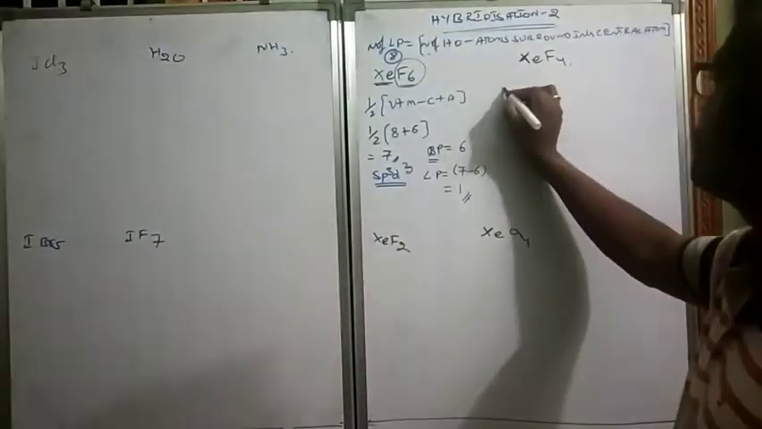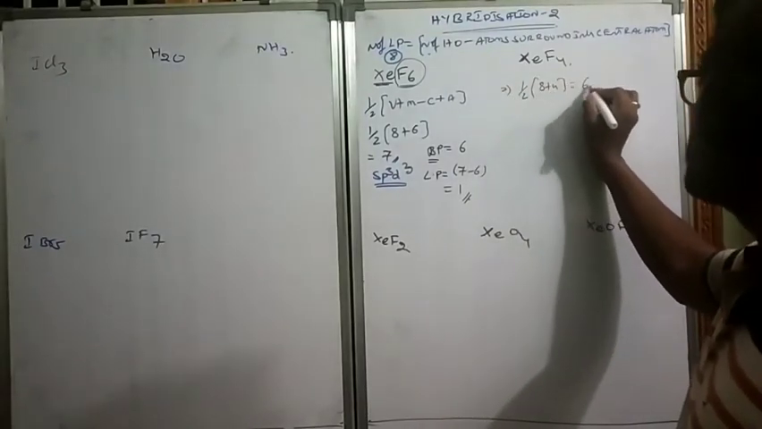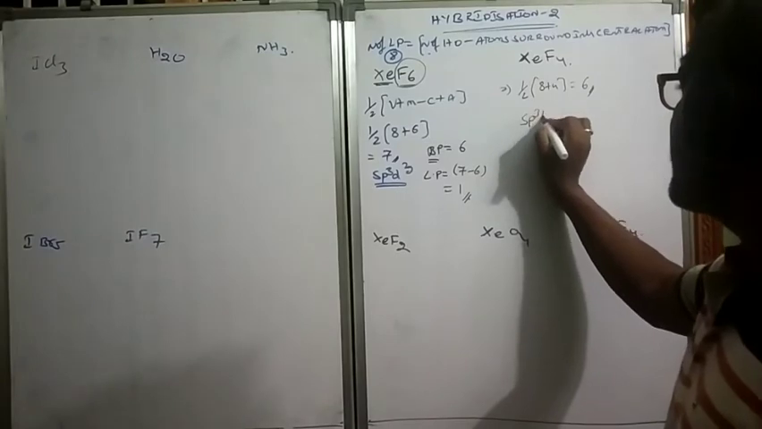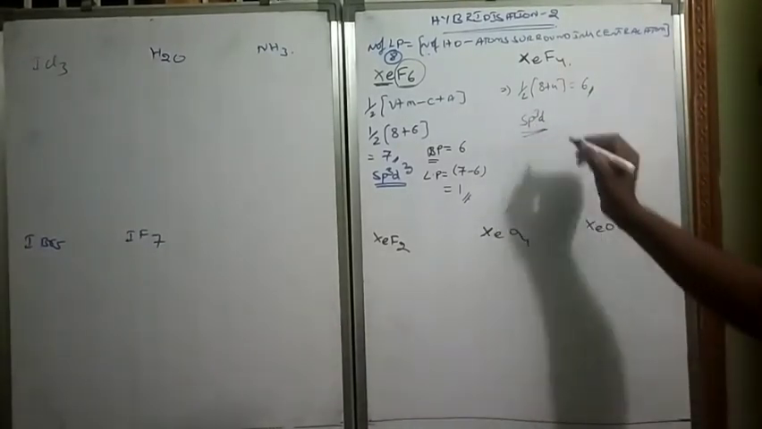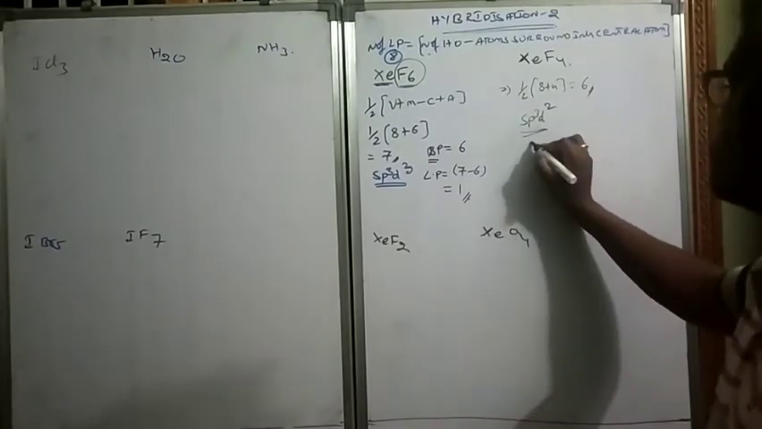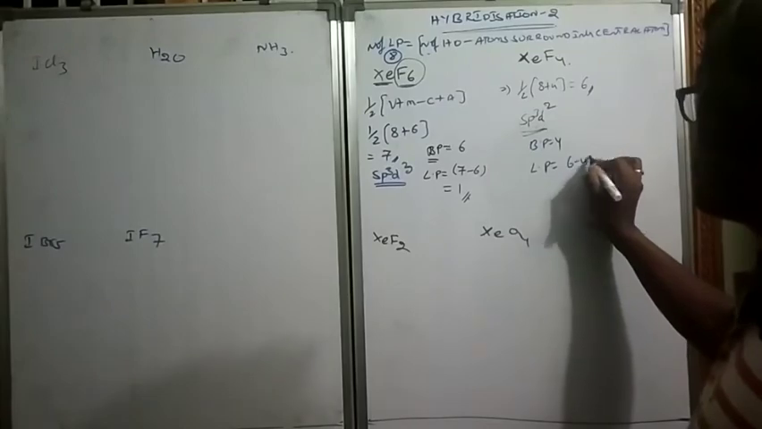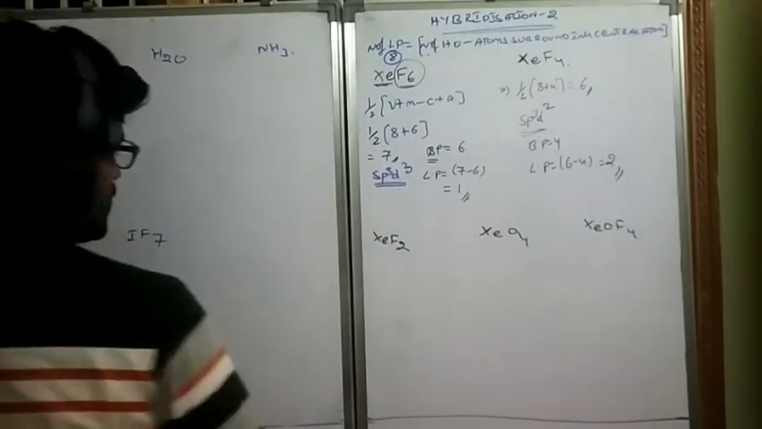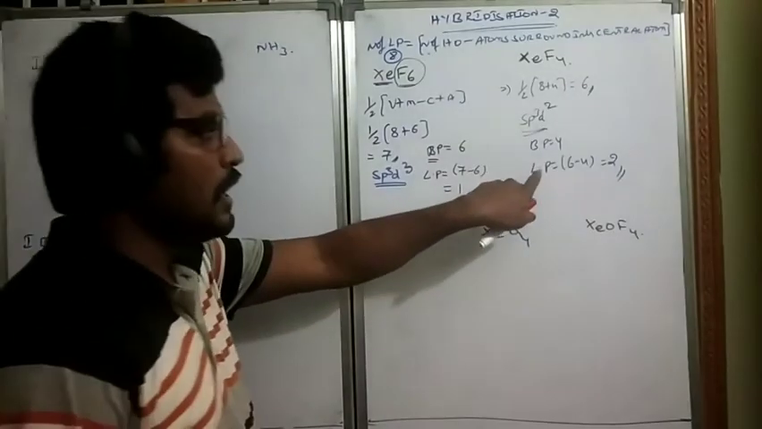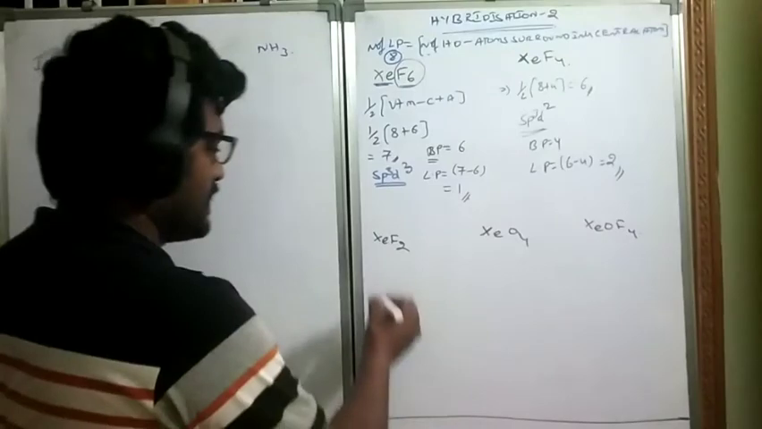Come to XeF4, half into 8 plus 4 by 2. So it is 6, means it is sp3d2 hybridization, sp3d or sp3d2, 6 are there means sp3d2. Bond pairs is equal to 4. Lone pairs is equal to 6 minus 4, that is equal to 2 will be coming. So be careful with this. Lone pairs is equal to hybrid orbitals minus bond pairs.